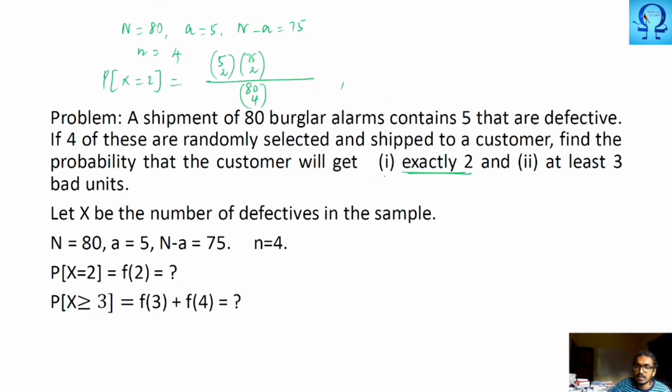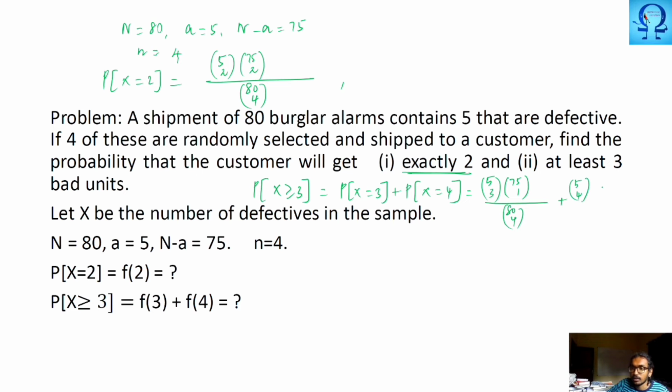Okay, the next thing is at least 3 bad units. So at least 3, greater than or equal to 3. So it is probability of x equals 3, and all the items that we have selected may be defective as well. These are the things. So out of 5 you have selected 3, and from the 75 you have selected only 1, upon this thing, plus out of this 5 you have selected all the 4, from the 75 you have selected nothing, upon 80C4. So this is how we calculate the probability in hypergeometric distribution.